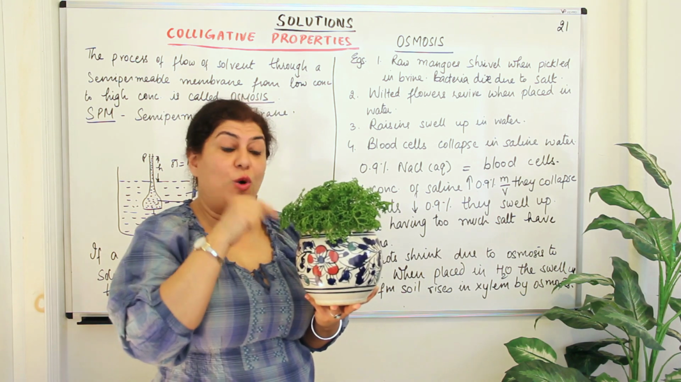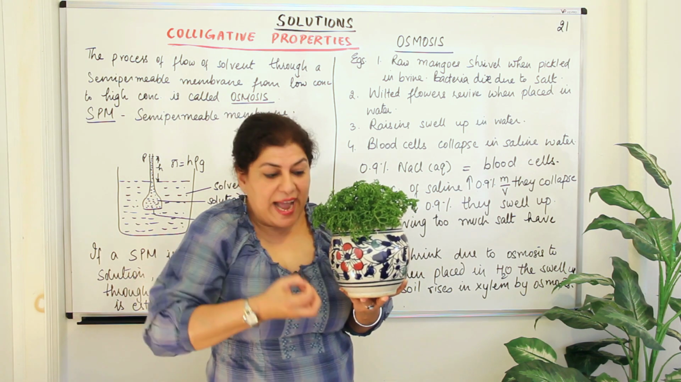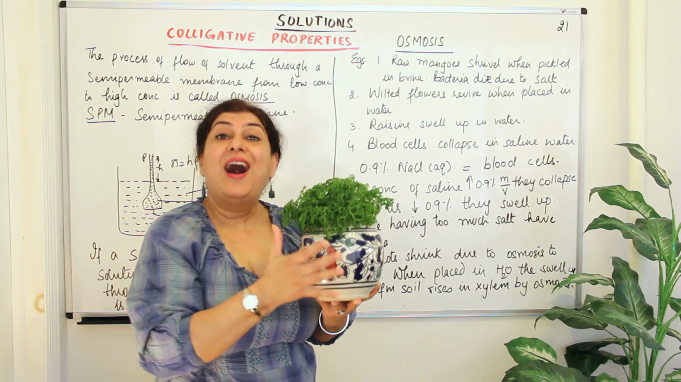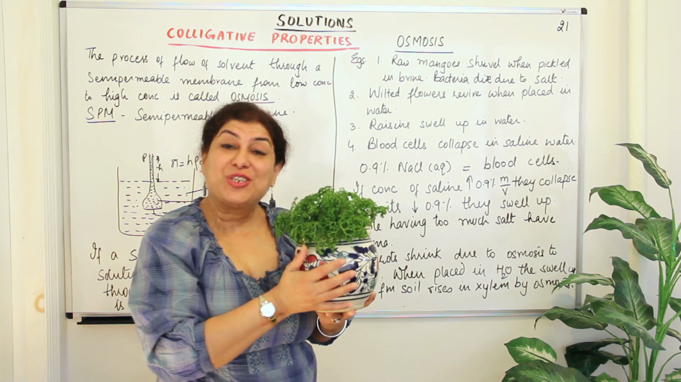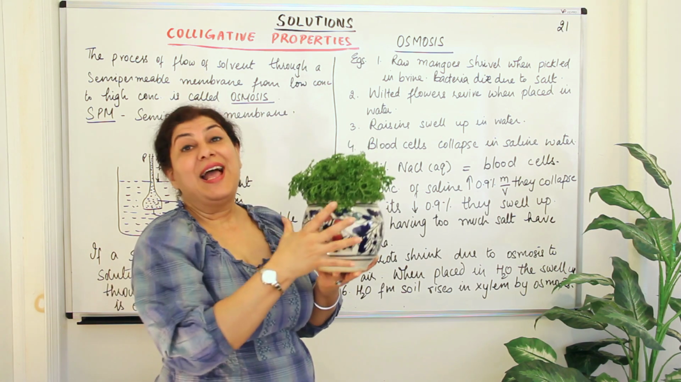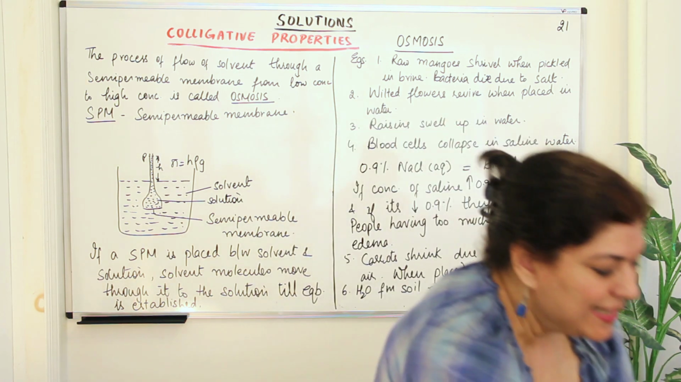Why? Because the water that was put into the soil was absorbed through the roots, and it went up the tissue. How? It went up through the process of osmosis. After all, the plant has walls around it, and those membranes are semi-permeable membranes. So this is an example.